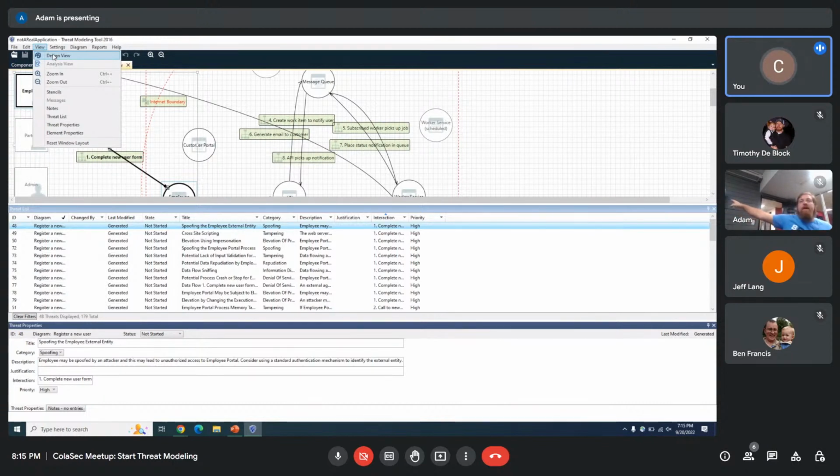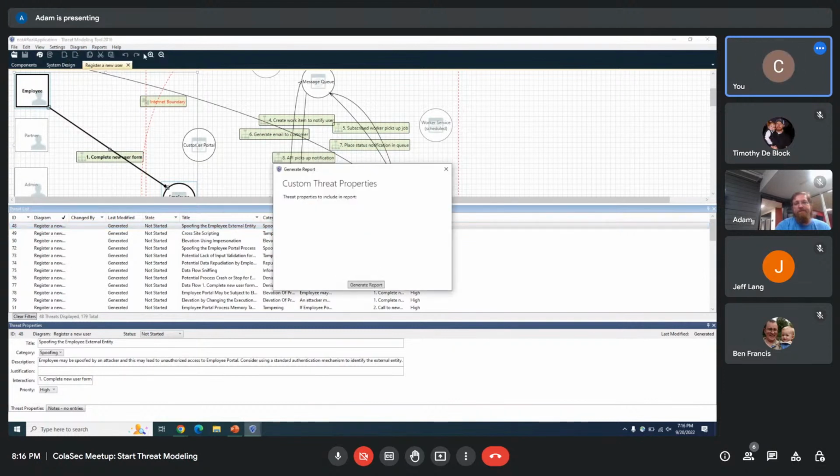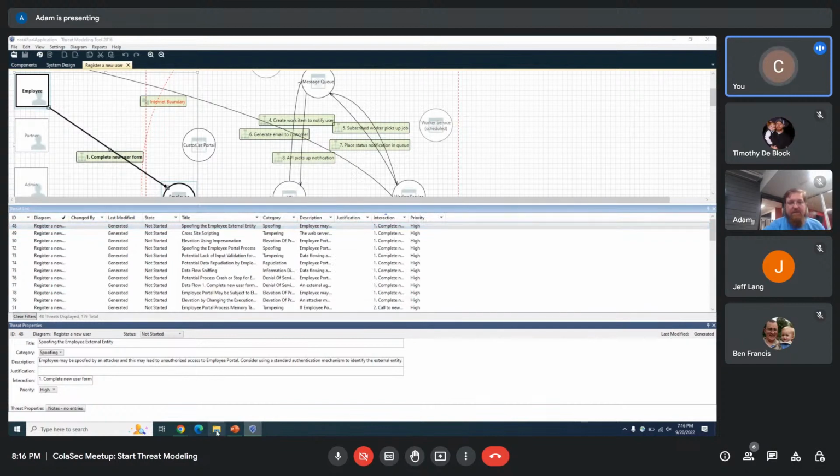I didn't build a single one of these entries. This was all automatically generated based on the diagram that I created. Okay. So all I did was sketch things out and show how things are connected, and it goes and builds this list of things to deal with. Okay. And this is all native in the tool. You can actually export all this with a report. I won't do that because I think I have it on hand.